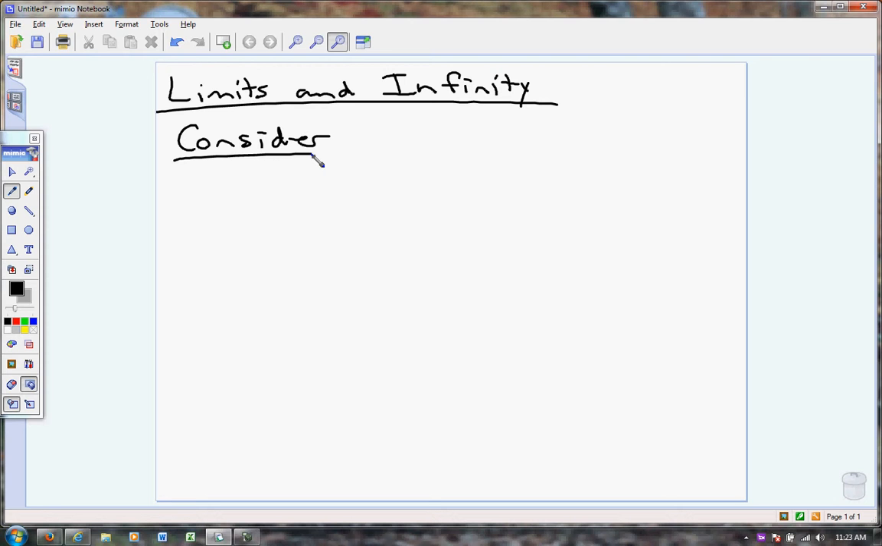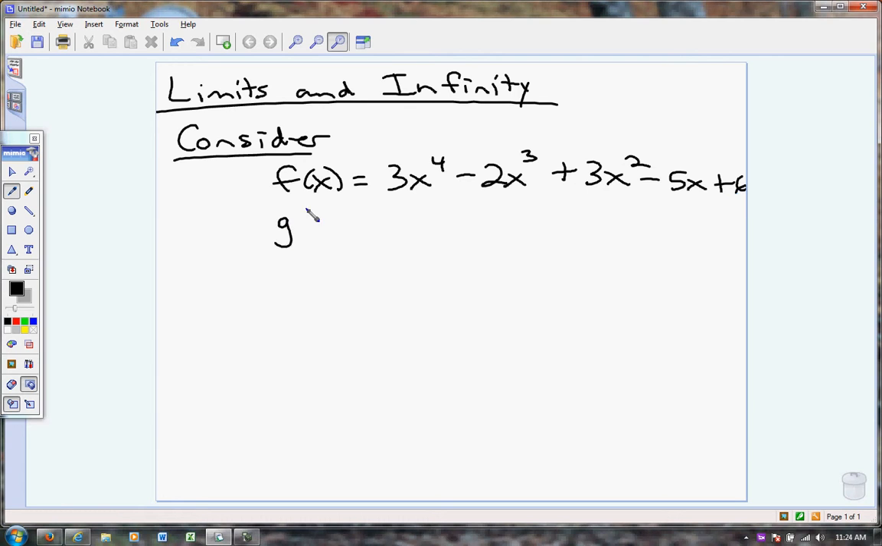Let's consider f of x equals 3x to the fourth minus 2x cubed plus 3x squared minus 5x plus 6. This big, long, honking polynomial. We're going to consider that, and we're going to also consider just 3x to the fourth.